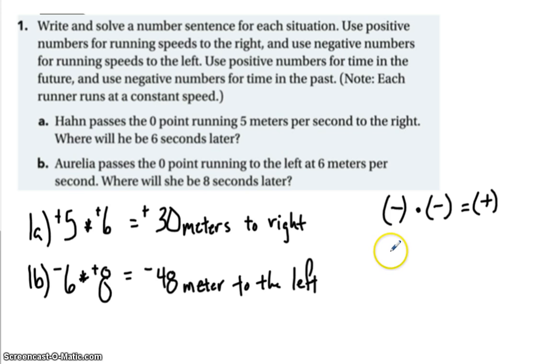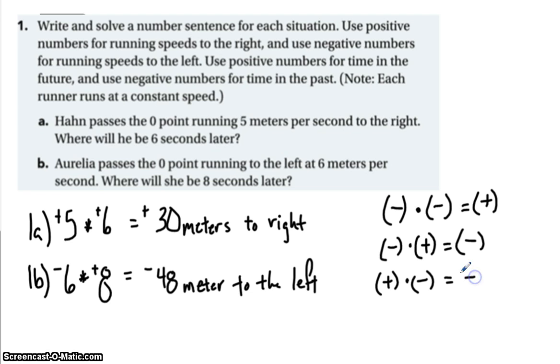All right, so let's illustrate another example. If we had a negative number times a positive number, then our answer will be a negative number, because we have a negative amount of some positive things. We'll take this a step further and keep going with a positive times a negative. And again, we have a positive amount of some negative stuff, and therefore our answer will be a negative value. And then finally we have a positive times a positive, and that would equal a positive value.